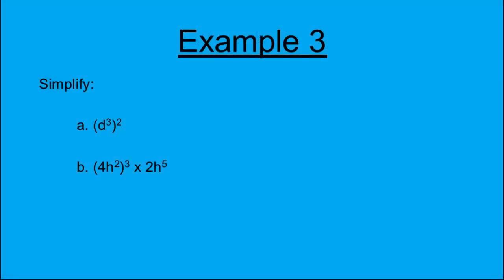Example 3. Simplify d cubed all squared. Part B, 4h squared all cubed multiplied by 2h to the power of 5.